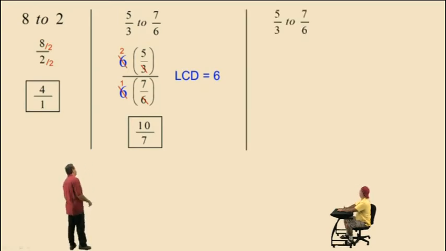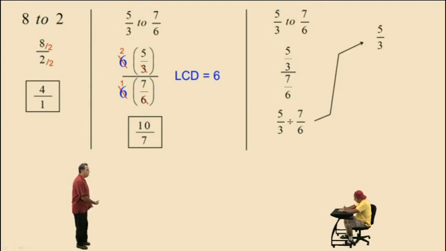All right, Charlie, let's do the same problem, but let's use a different approach. First, begin by writing the ratio as a fraction, and now let's write it as a division problem. We now have 5/3 divided by 7/6. Now, instead of dividing by 7/6, we're going to do what, Charlie? Multiply by 6/7. Very nice.